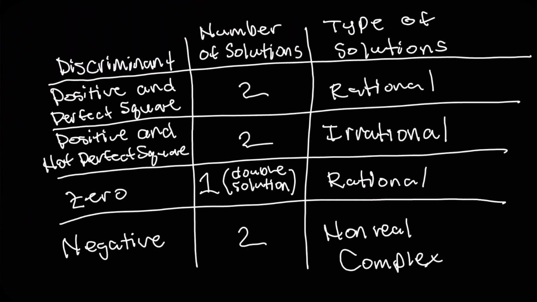So if your discriminant is positive and it's also a perfect square, you're going to have two solutions and it's going to be a rational solution. If it's positive and it's not a perfect square, you'll still have two solutions, but it will be irrational. And then our last two cases, if it's 0, you'll have one and it'll be a double solution and it'll be rational. And then if your discriminant is negative, you'll have two solutions and they'll be non-real complex solutions.